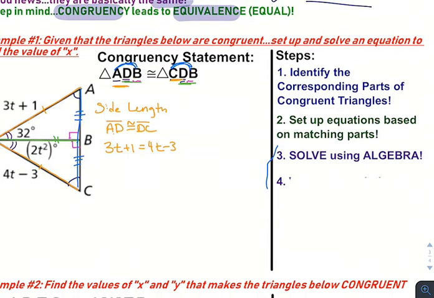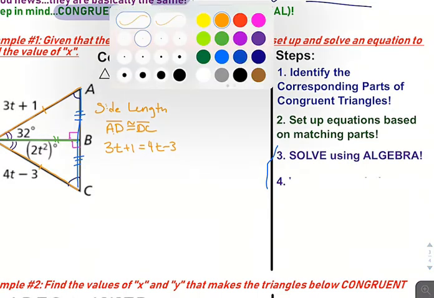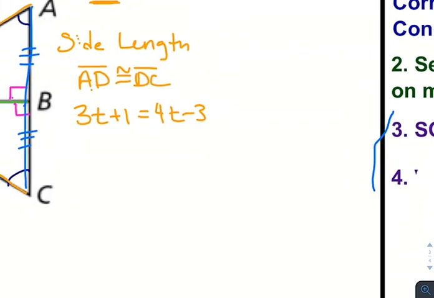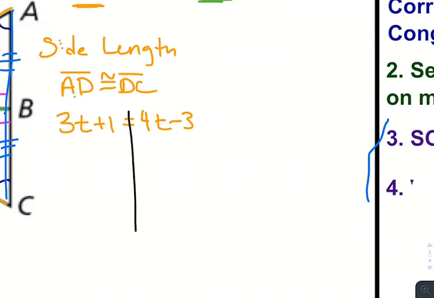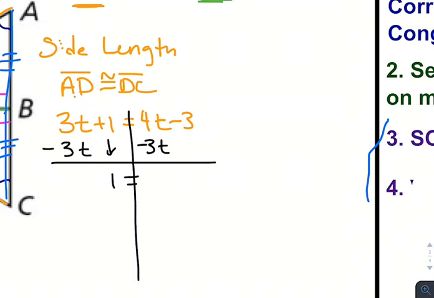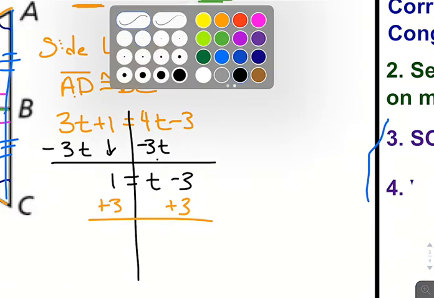to get all the t's to one side, so let's subtract 3t on both sides. Okay, so that's going to give me a plus 1 on the left. 4t take away 3t's is just a single t, and then we have minus 3. Okay, so continuing, we can add 3 to both sides. Okay, so let's cancel, leaving us just with a t, and then of course 1 plus 3 is equal to 4. Okay. So that's definitely the side length part.